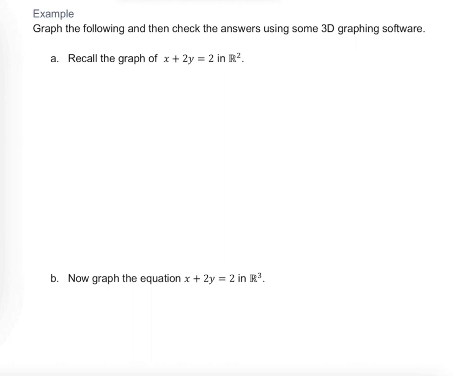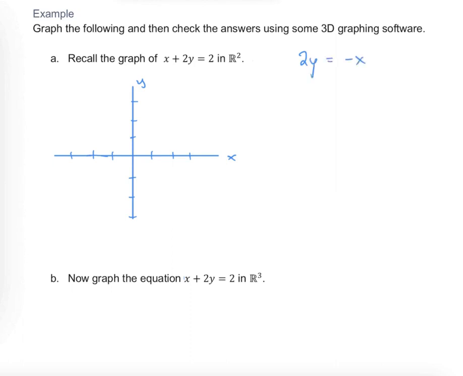So let's look at another example. We'll first graph the equation x plus 2y equals 2 in R2, and then we'll see what that equation looks like if we were to graph the same exact equation but in R3. Again, R2 is two-dimensional space, so we'll use just our basic algebra principles here to graph this one.